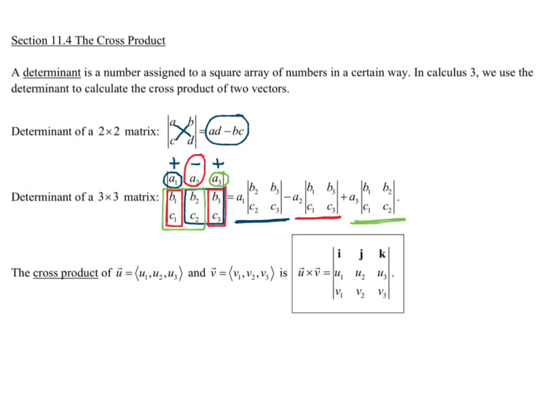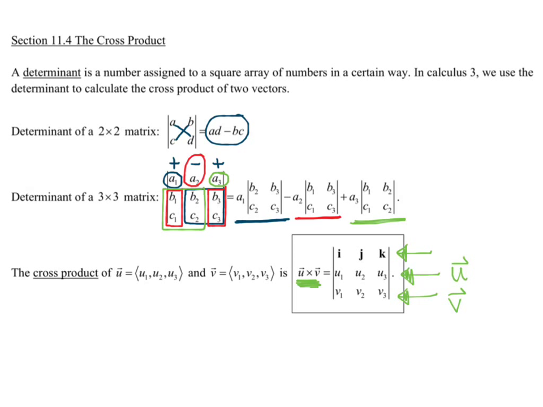The cross product is the determinant with your standard basis vectors in the top row, your vector u in the second row, and your vector v in the third row. So this would be the cross product if I was doing u cross v. So the order matters with the cross product. The one listed first goes in the second row.